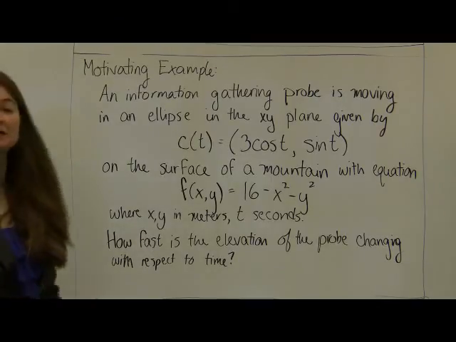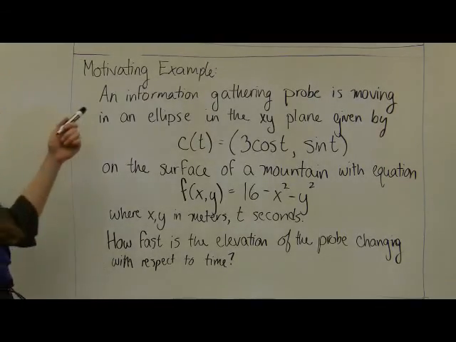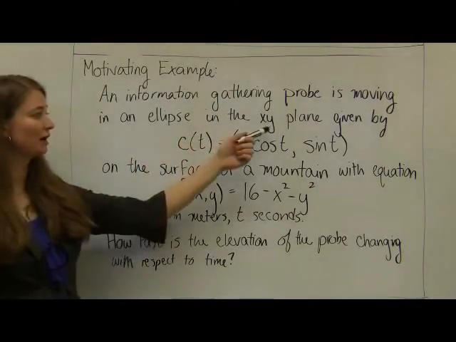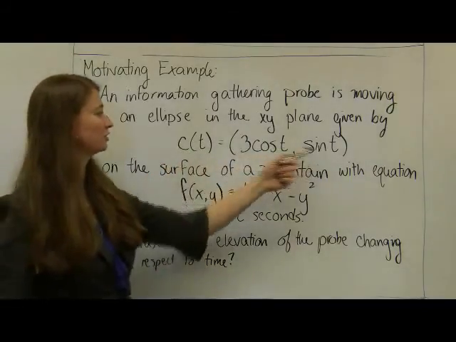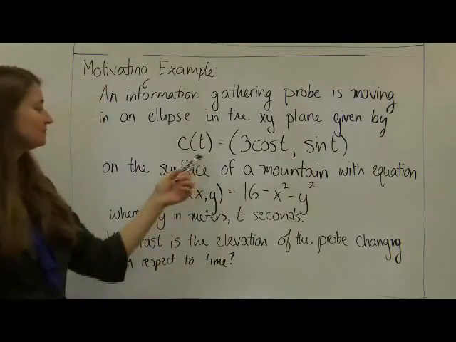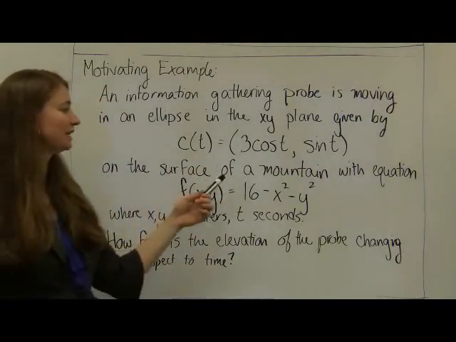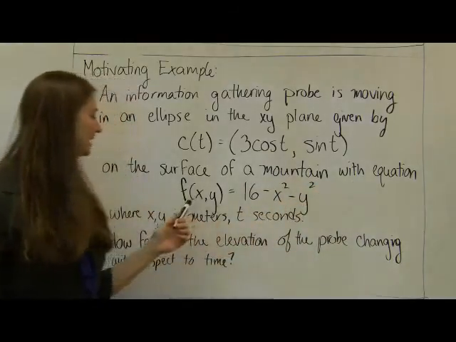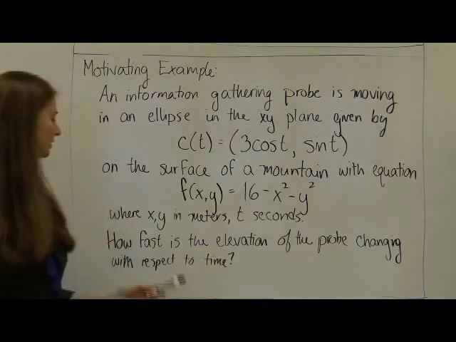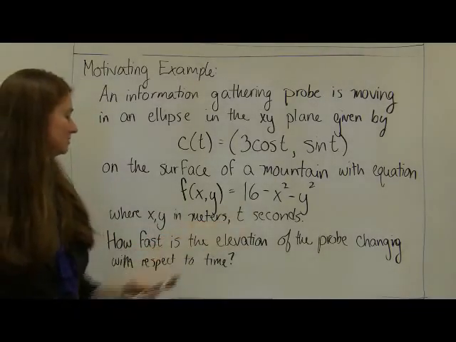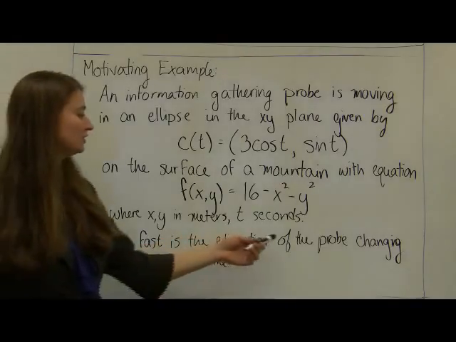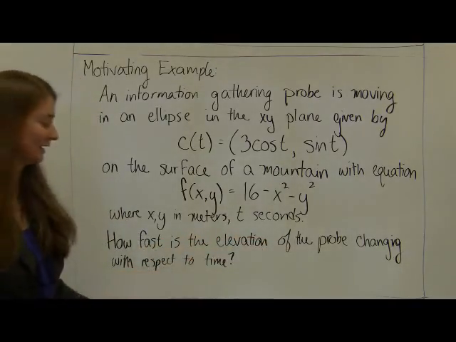So this is our motivating example for this section. Let's say that an information gathering probe is moving in an elliptical path in the xy plane given by this path function, c(t) = (3 cos t, sin t). And this path is taking place on the surface of a mountaintop with the equation f(x,y) = 16 - x² - y², where x and y are measured in meters and t is measured in seconds. And the question that we're asking is, how fast is the elevation of the probe changing with respect to time?